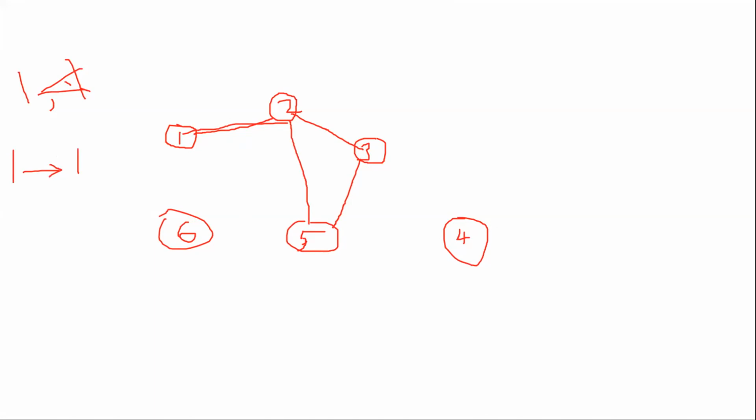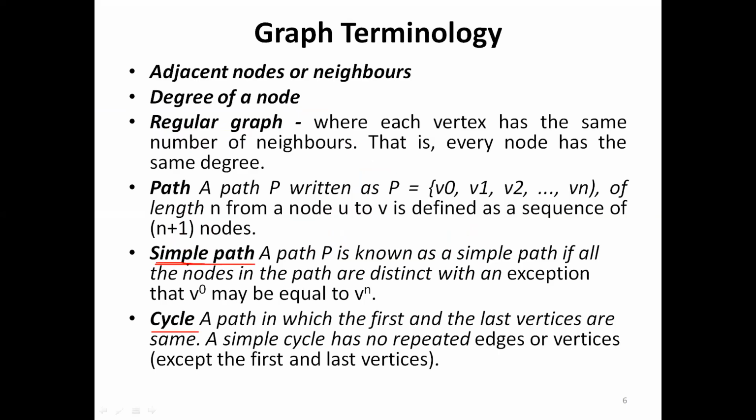Whatever I showed there, it's not a simple path. Why? Because the node 2 is repeated. I am again visiting the node 2. To reach a destination, I am visiting a few nodes repeatedly and I reach the destination. That is called a path, but it's not a simple path. A simple path is where there will not be repeated vertices.